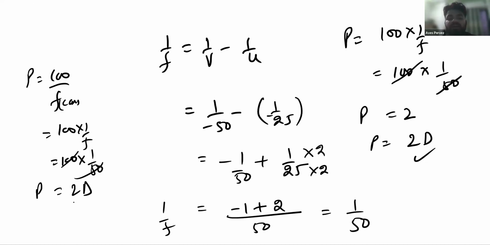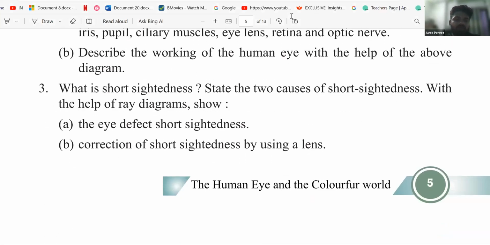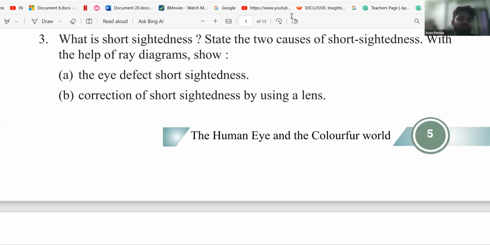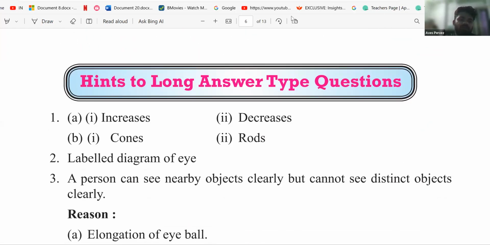Okay, so let's move further towards the prism. There are some other questions also, let's check these questions also. What is short-sightedness? Will you be able to explain this one? And the ray diagram for this one, we have done this also.